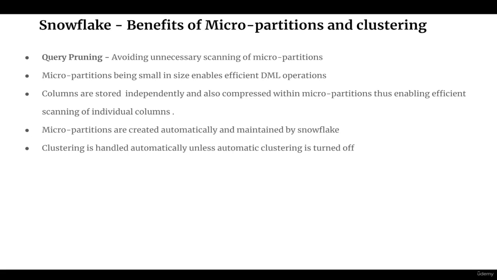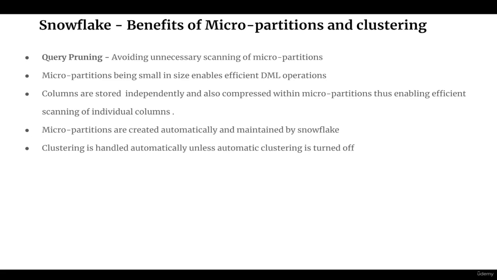As we all know, Snowflake is a columnar data warehouse. Columns are stored independently and also in a compressed format within each micropartition, thus enabling efficient scanning of individual columns. This applies to analytical queries that we'll be writing soon. By analytical queries, I mean you select a few columns and you group by other columns using an aggregate function, like max, min, rank, row number, so on and so forth, as opposed to select star from table statements, which are not very analytical in nature. Micropartitions are created automatically and maintained by Snowflake.